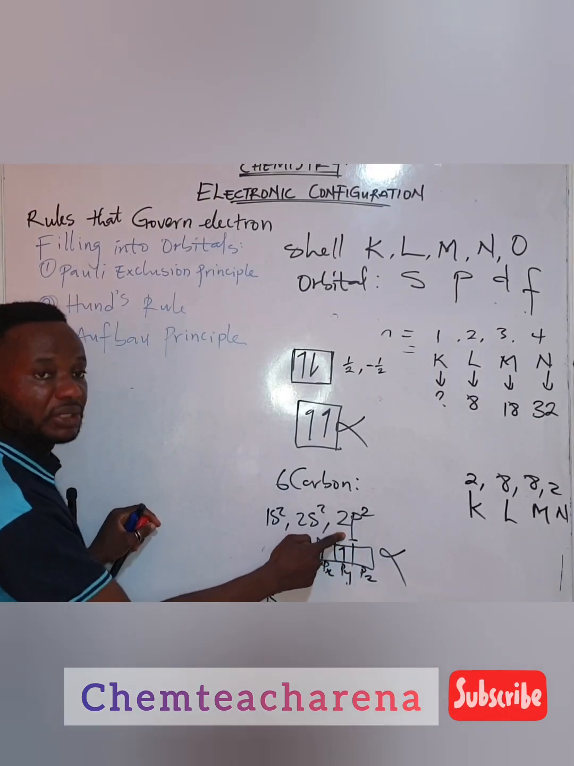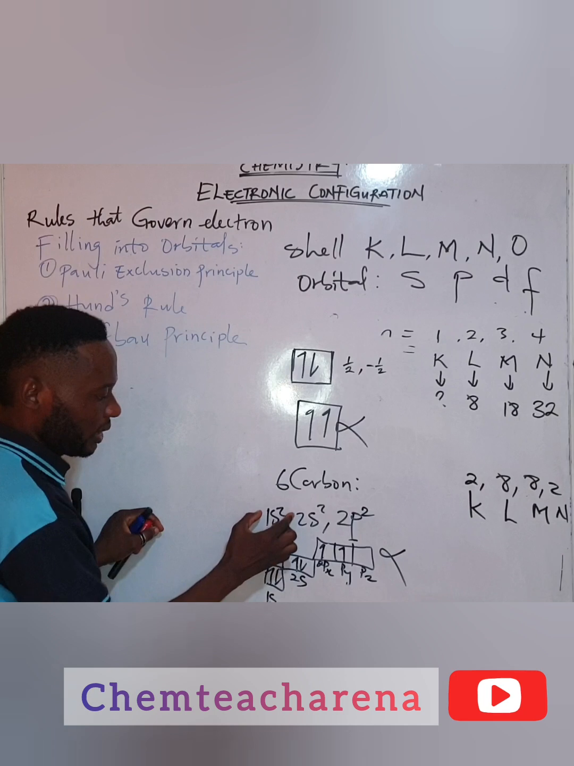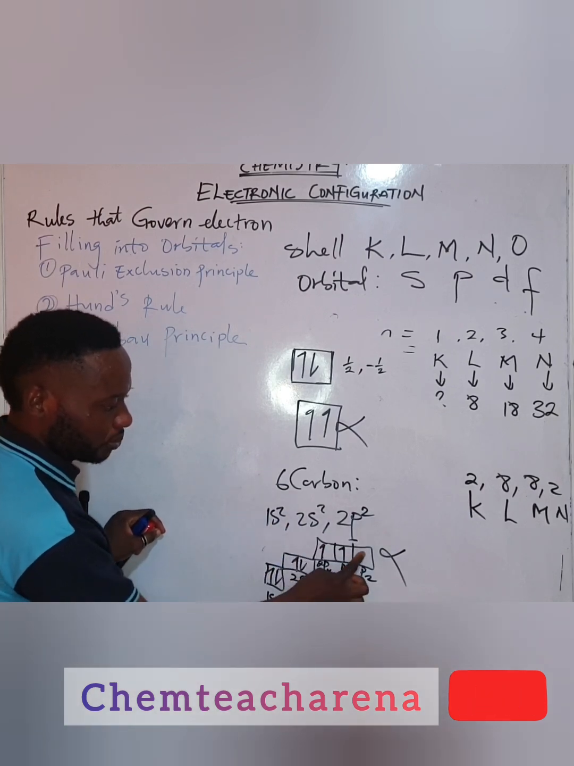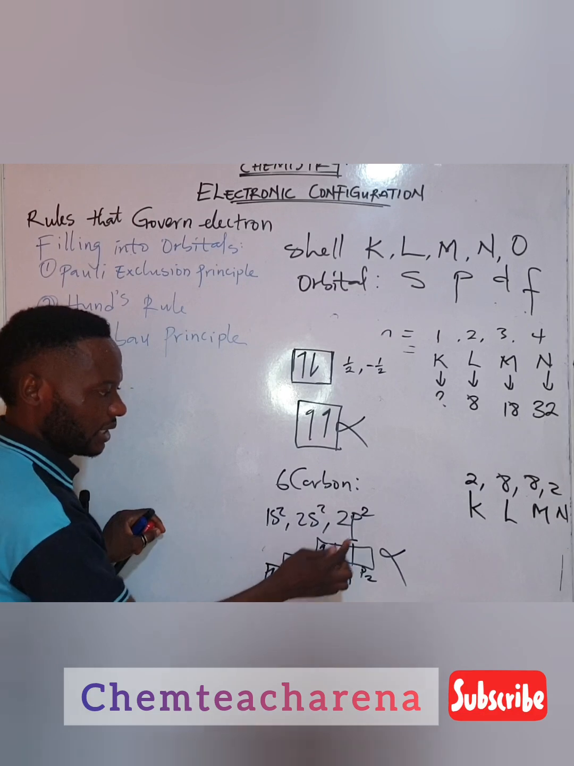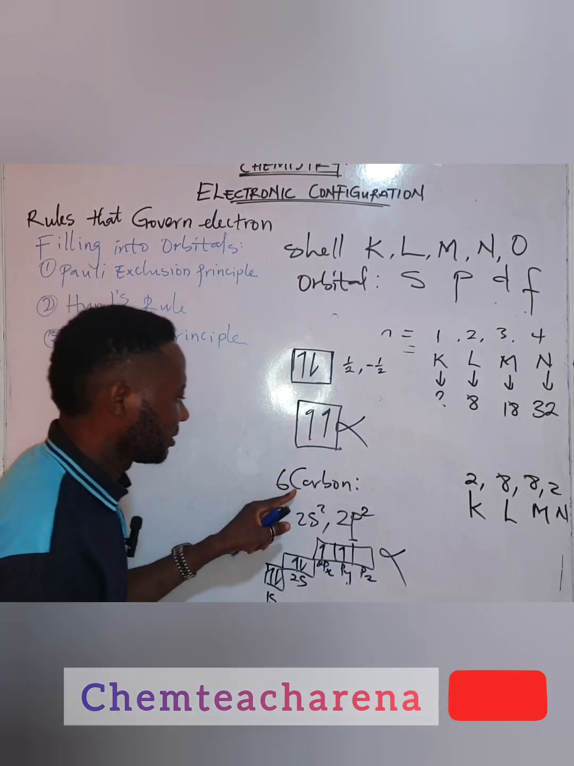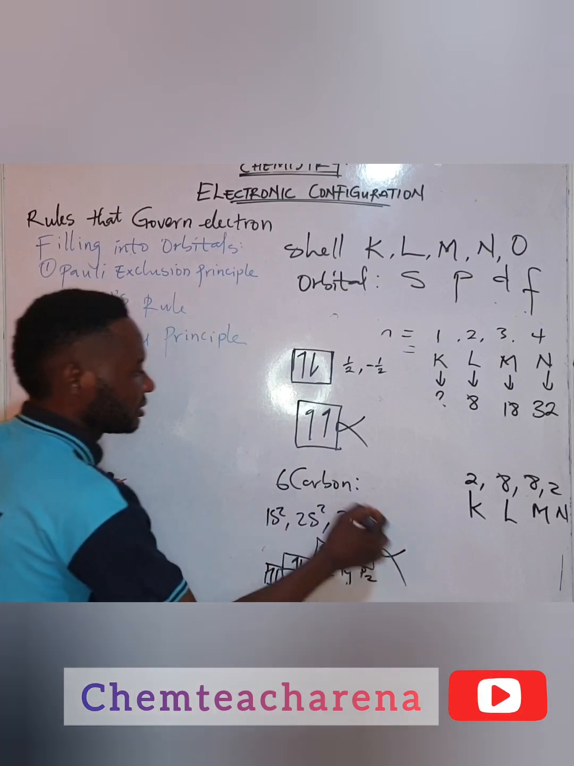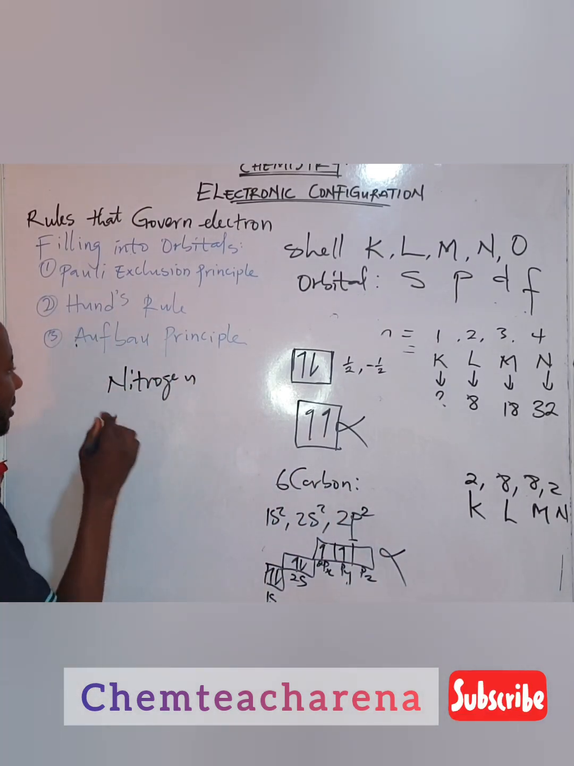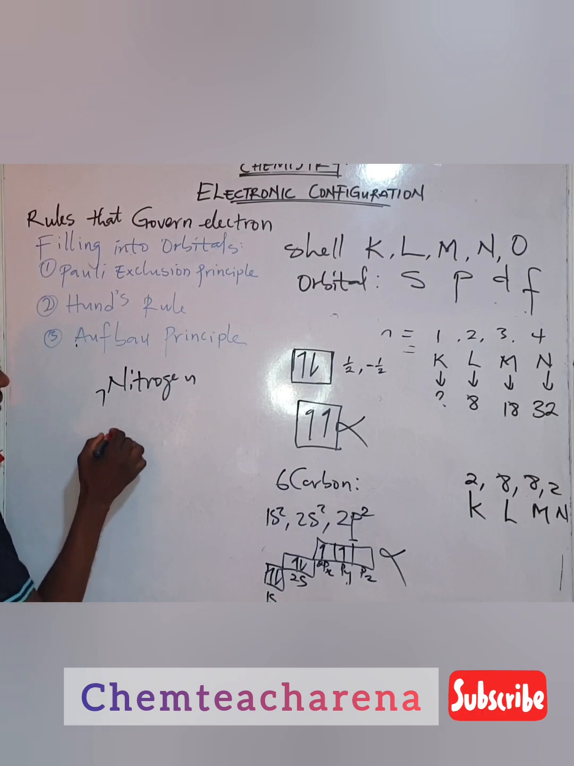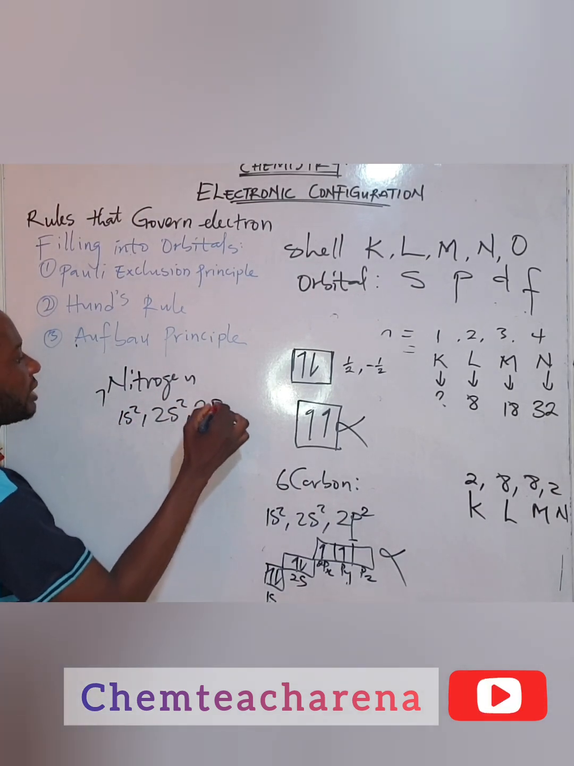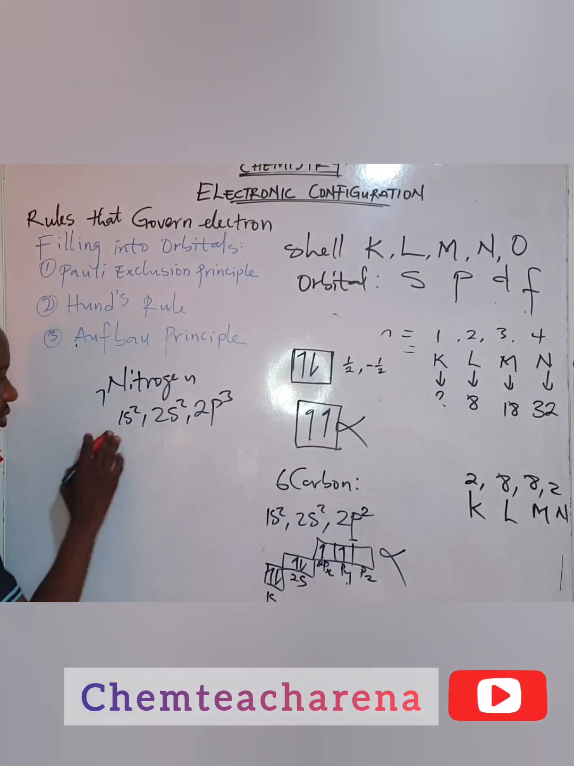For this 2p, what I mean is that for 1s, 2s, 2s, but for this p, I cannot put that 2 in one place. I must first of all fill them. Okay, let me check for nitrogen. Nitrogen is 7. So we have 1s2, 2s2, 2p3, right? For nitrogen, 2p3.